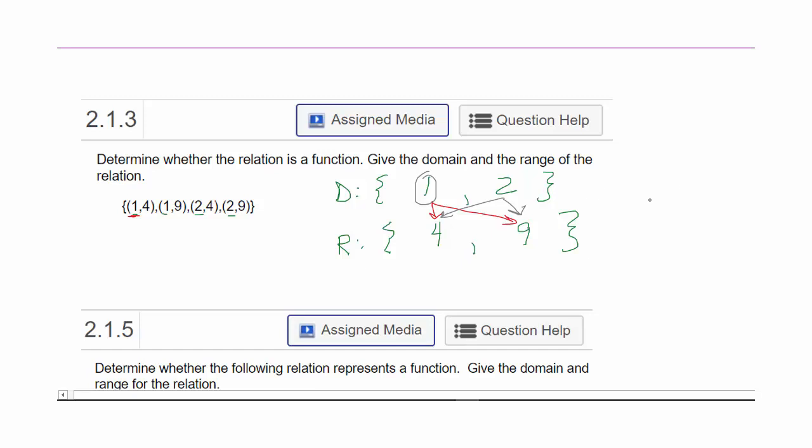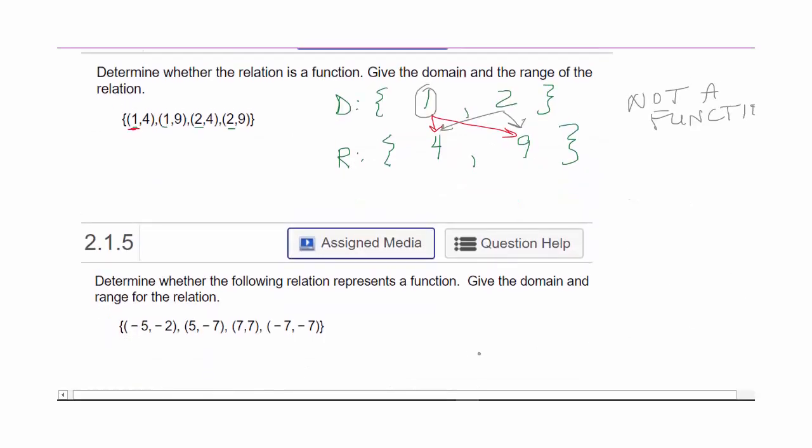If I just tell you the input and don't specify the output, you're not sure which output I'm talking about. If I say the input's 1, well, you don't know if I'm talking about the output 4 or the output 9. So this is not a function. It's a relation, but it's not that special kind of relation that's a good predictor, not a function.